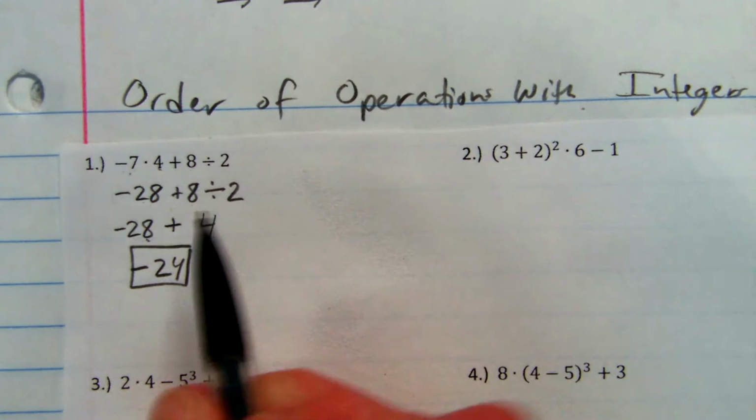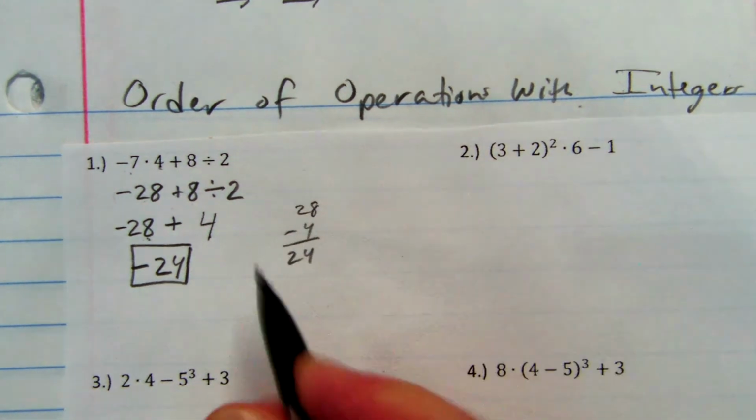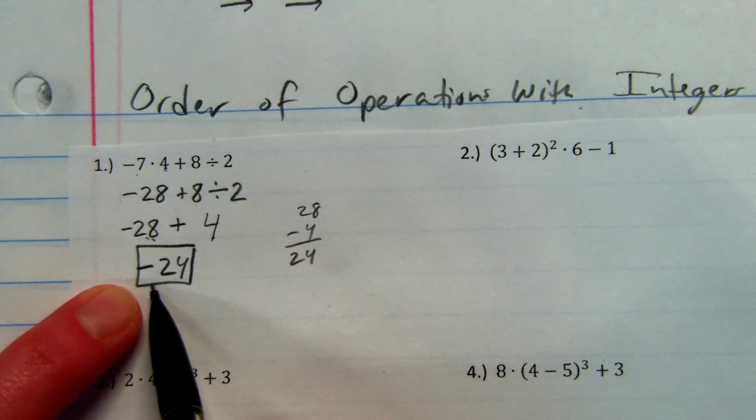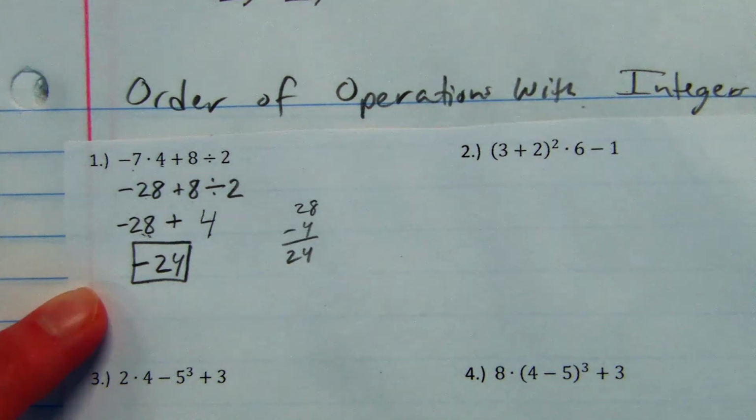So really what I did in my head was I took 28 minus 4 to get 24, but I remembered that there are more negatives than positives, so the negatives sort of win that battle, and it becomes -24.